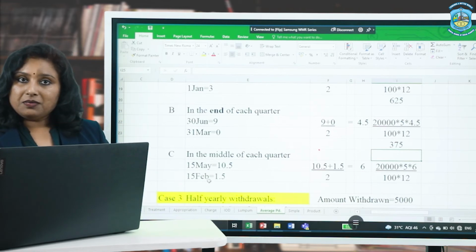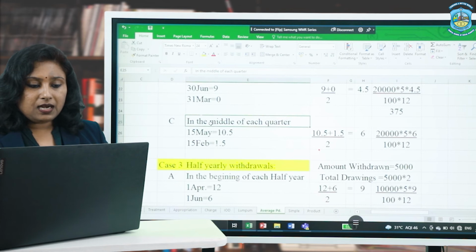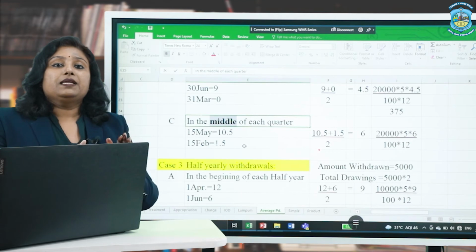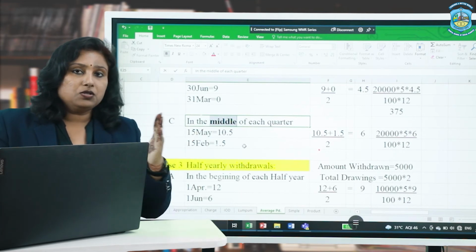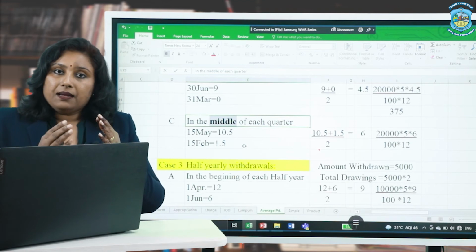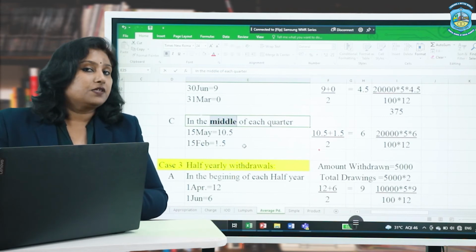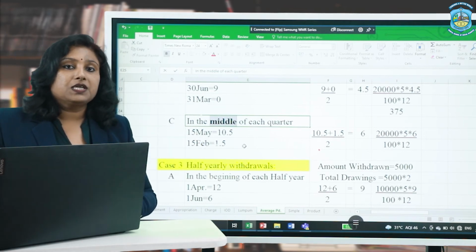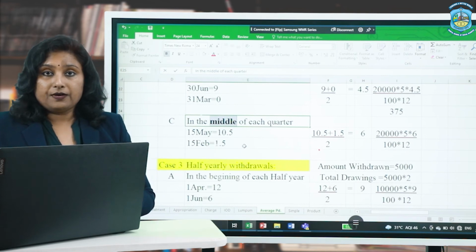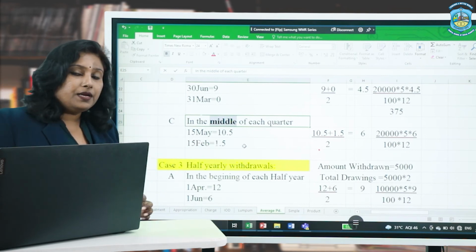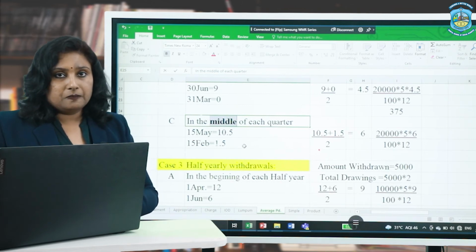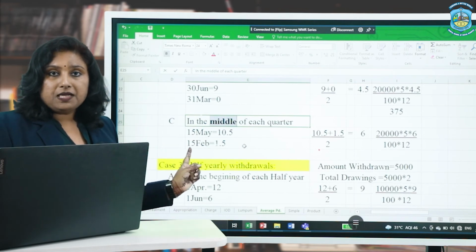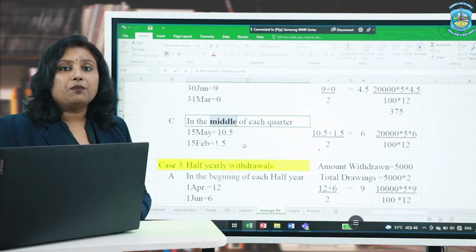Let's see for the middle of the quarter as well. Okay. Now, in the middle of each quarter, if the withdrawal has been done. So, what will be the middle month for the first quarter? From April to June, the middle month is May. And the middle of this month as well would be 15th of May. So, let's count from 15th of May till 31st of March, which gives us 10.5 months. Right? Similarly, the last quarter is from January to March. The middle month is February and the middle date is 15th of February. So from 15th February till 31st of March, it gives us 1.5 months.